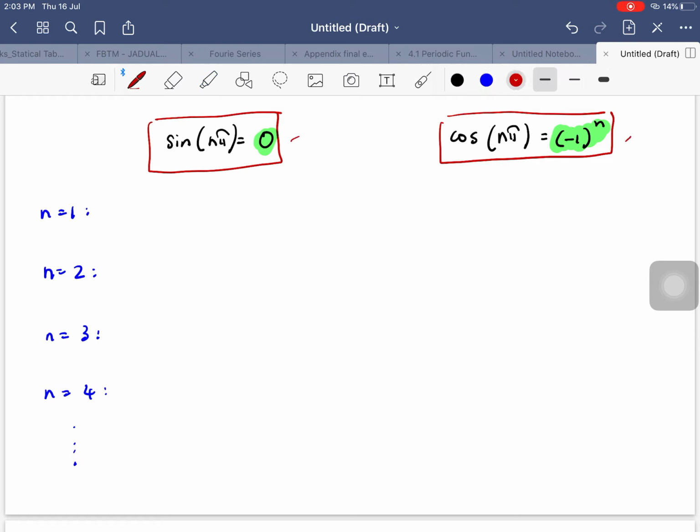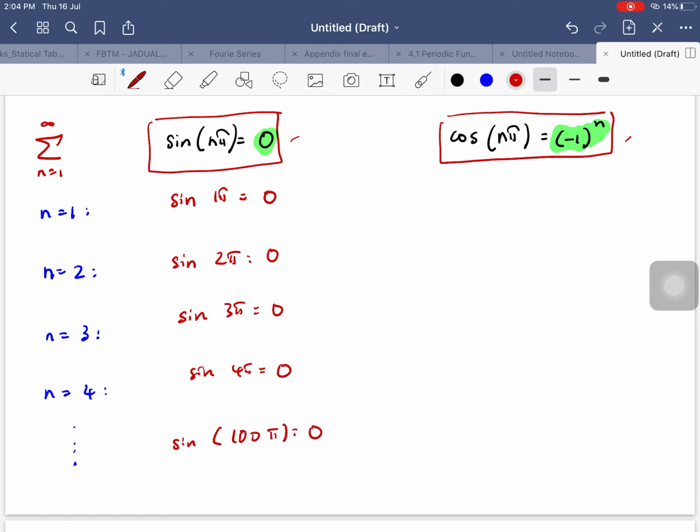So why is that so? Because of this. If you remember our series, it starts from n equal 1 to infinity. It's actually natural numbers, counting numbers: 1, 2, 3, 4, 5, 6, 7, and so on. So when I have n equal 1, sine of 1 pi, if you use your calculator for this, remember to change to radian unit first, that is going to equal 0. Even sine of 2 pi is going to equal 0 as well. Sine of 3 pi is equal to 0, and sine of 4 pi is also going to equal 0. And even sine of 100 pi is still going to equal 0, as long as n is a natural number, counting numbers.